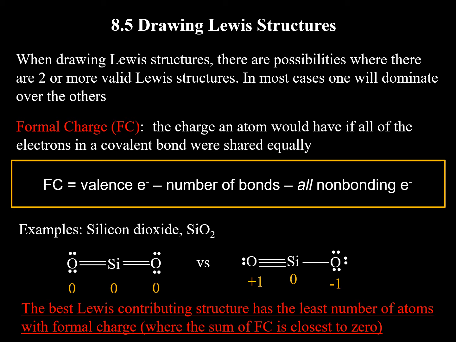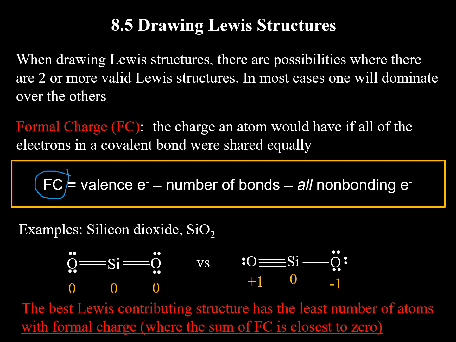The next thing is formal charge. Sometimes there is more than one way to draw the Lewis structure of a particular compound. So we introduced this formal charge to distinguish which one is better. It's the charge an atom would have if all of the electrons in a covalent bond were shared equally. So the formula to determine the formal charge on an element is valence electrons, which we find from the periodic table, minus the number of bonds, minus all the non-bonding electrons, so the electrons in the lone pairs.